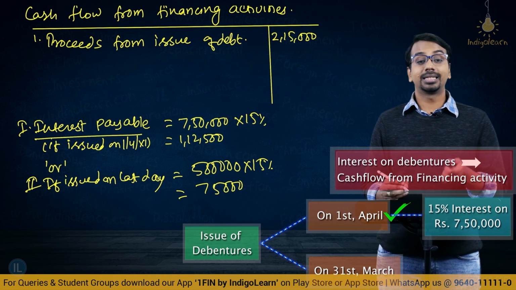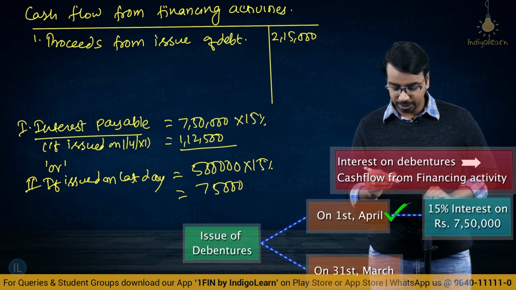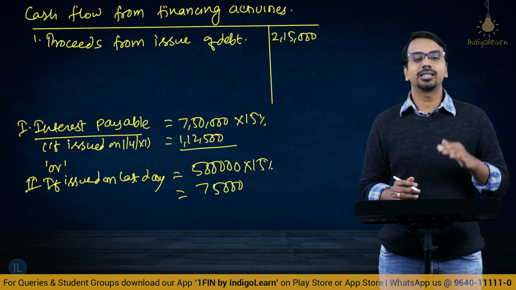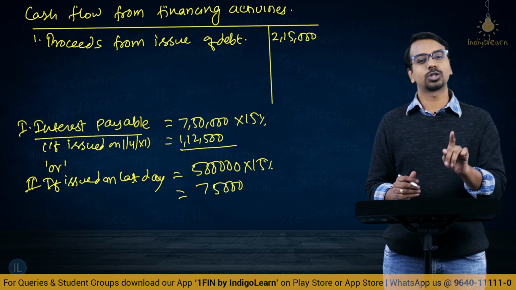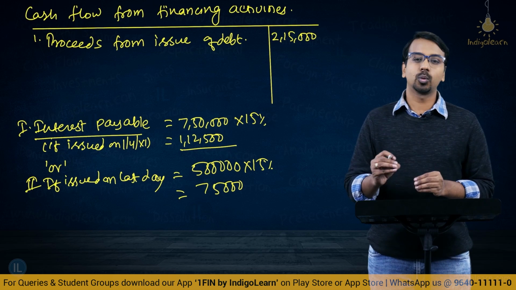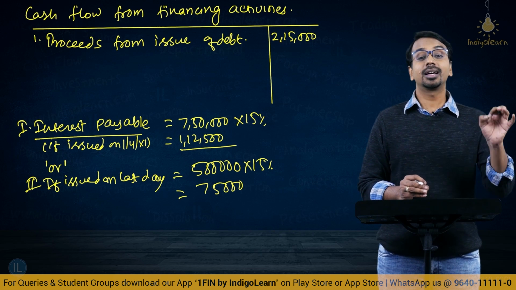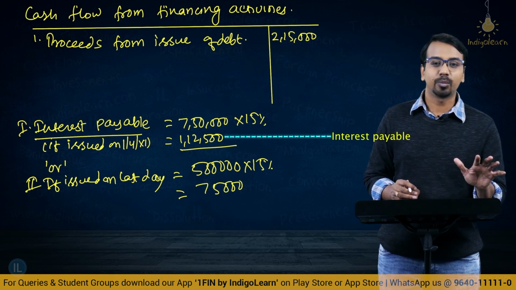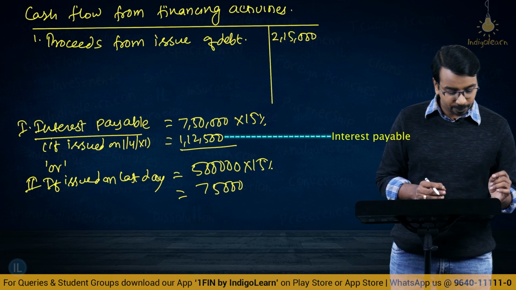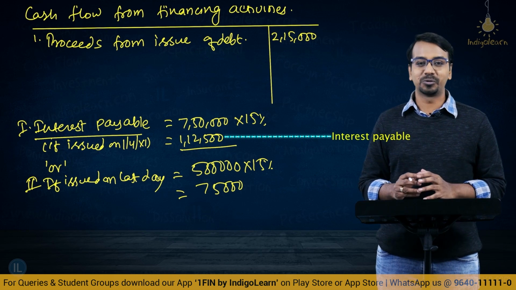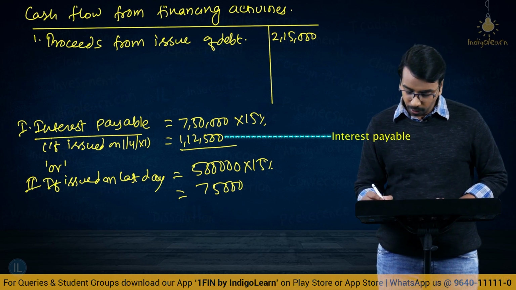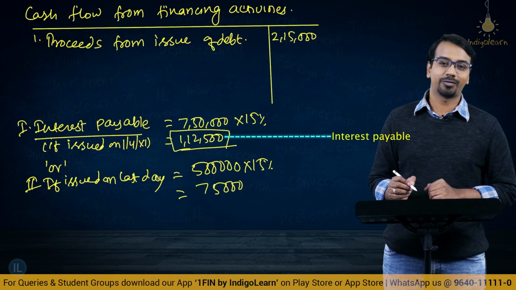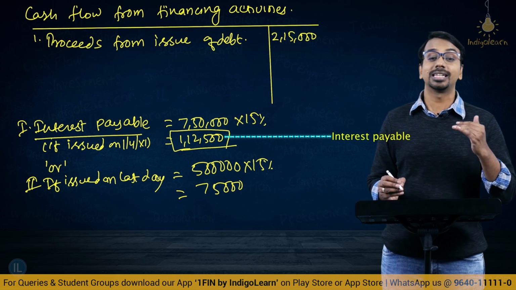Now, let's say we take the first assumption, 1,12,500. Is this the interest paid or is this the interest payable? That is the question you need to ask. This 1,12,500 is the interest payable. We might not have paid the entire amount. If you look at the question, there is an unpaid interest of 5,000. What does that mean? Though I was supposed to pay 1,12,500, I did not pay 5,000. That means 5,000 is still payable.